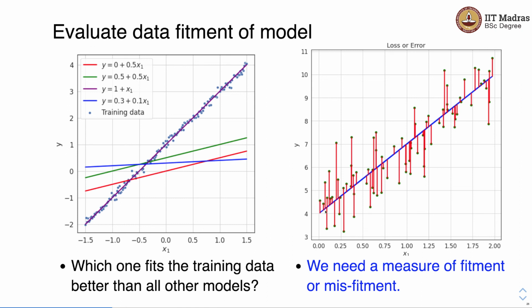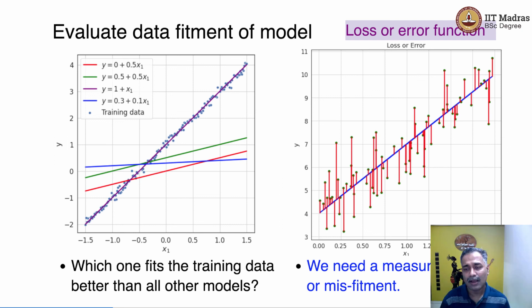So you can see that the error incurred due to the model varies greatly from one training point to the other, and we need to sum up all these errors across all the training points, and that will probably give us a measure of fitment or misfitment. This measure is formally known as the loss or error function, which we will be discussing in the next video.